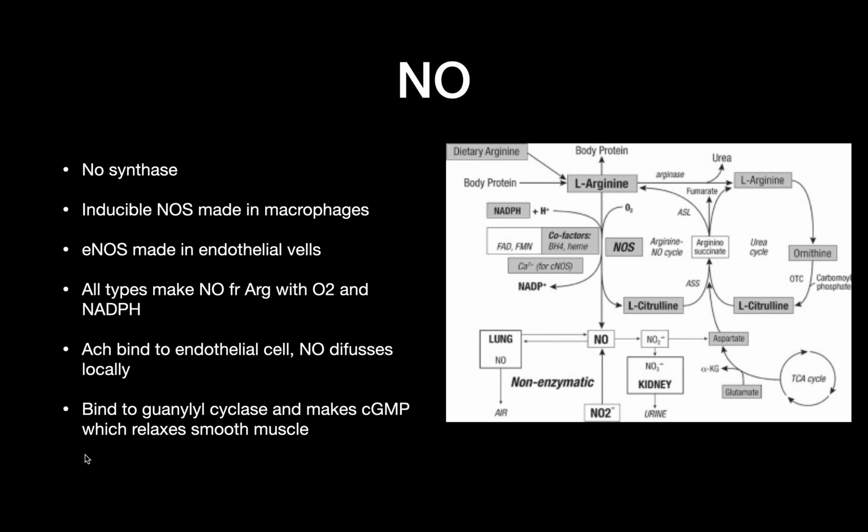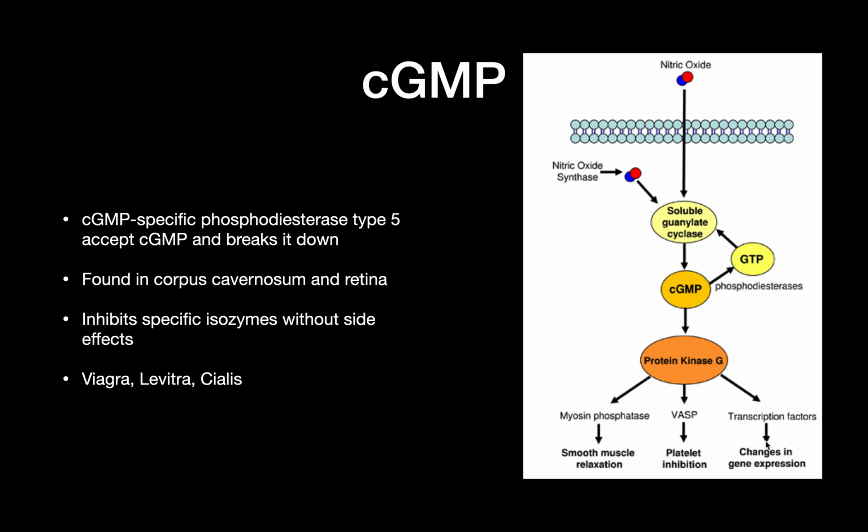So cGMP is involved with nitric oxide. So once nitric oxide is able to cross the membrane and become soluble guanylate cyclase with the help of nitric oxide synthase, it will create the cGMP, and the cGMP specific phosphodiesterase type 5 will accept it and break it down to the GTP, or it will go into the protein kinase G and then go to the smooth muscle as myosin phosphatase for relaxation, or VASP for the platelet inhibition, or the transcription factor that will change gene expression.